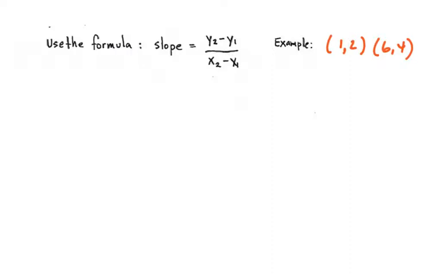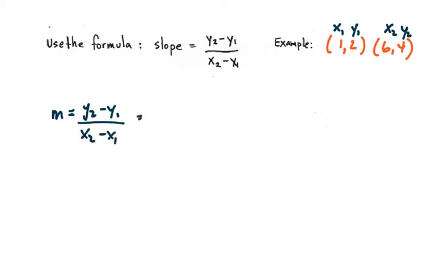So the way we've always done this in the past, and we'll continue to do it, is the first step is to label your points. They're always in XY order. So we've got X1, Y1. And then the other point will be X2, Y2. So using that formula, we know M equals Y2 minus Y1 over X2 minus X1.